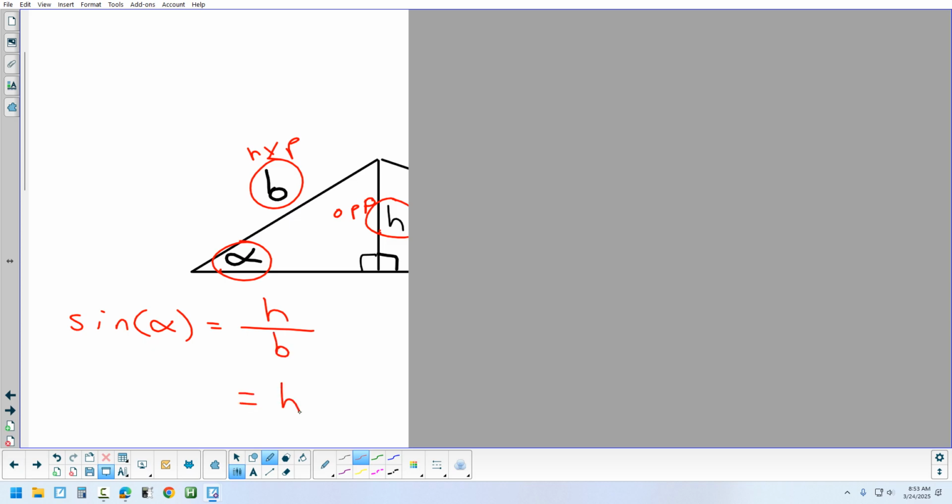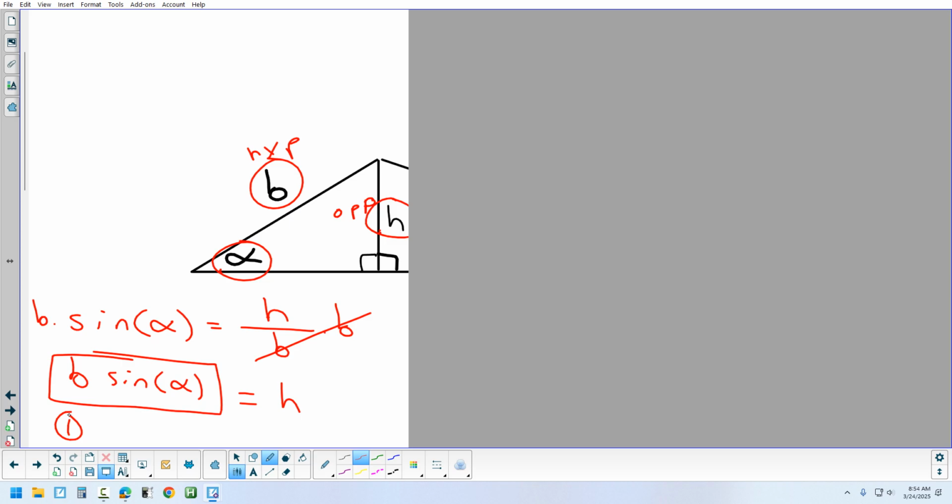What I want to do now is get H alone. So I want to put the B on the other side. I'm basically calculating a formula for how tall the triangle is. How would we get the H alone? Yep, we'd multiply both sides by B. So there's your formula for H. It's B sine alpha. And that will give you the height of the triangle. I'm going to call that box 1. Any question how we got that formula in box 1?